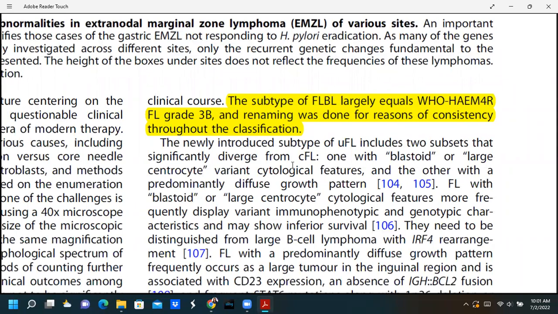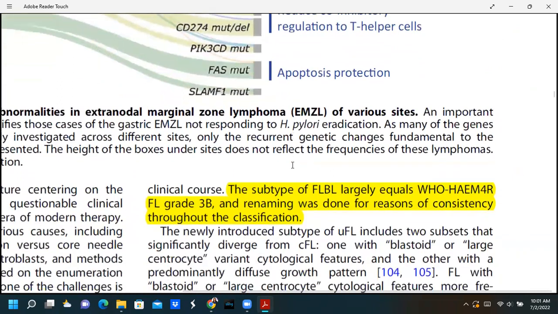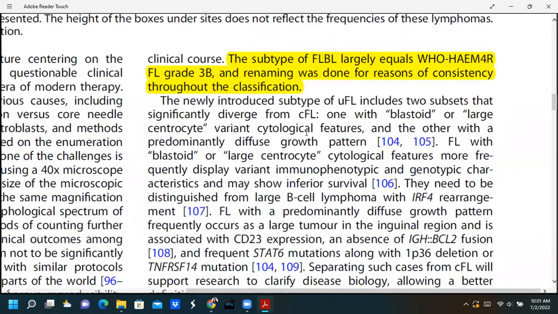The newly introduced subtype, UFL. What is U? Unclassified, right? What is U again? Uncommon features. So the newly introduced subtype of follicular lymphoma with uncommon features includes two subsets that significantly diverge from the classic: one with blastoid or large centrocyte variant cytological features, and the other with a predominantly diffuse pattern.